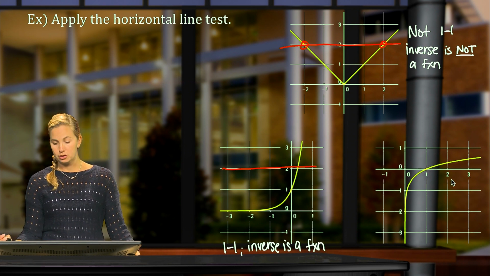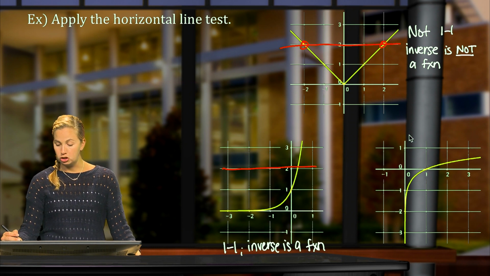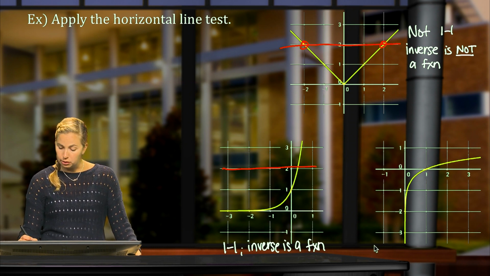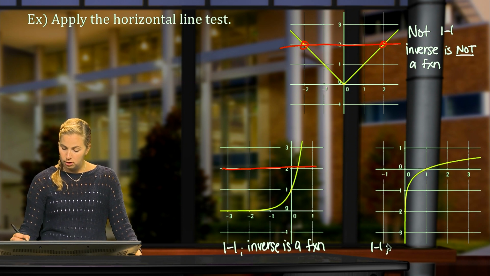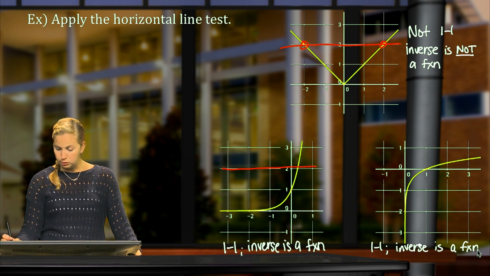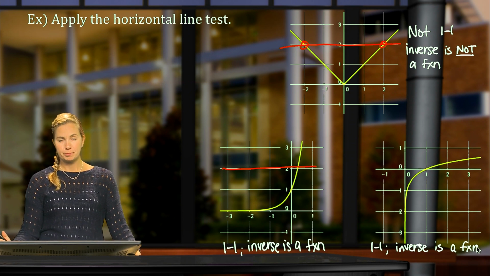And looking at our last graph, it is a function, and it will also pass the horizontal line test. So this is also one-to-one. Whose inverse is a function.